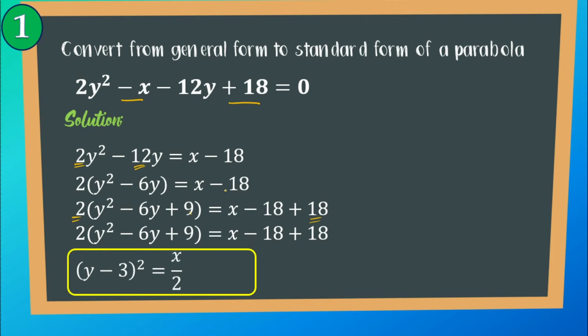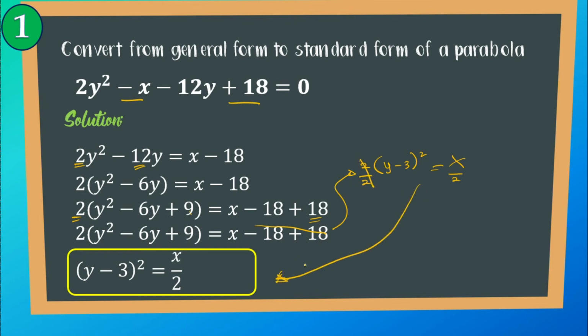Magiging (y minus 3) squared equals x over 2. Okay, bakit naging ganito na to? So yung ginawa ko pala dito, magiging 2 times (y minus 3) squared siya, right? Tapos, since ma-cancel out na, since negative 18 plus 18 is 0, magiging x. Okay, so i-divide natin yung both equation by 2, so ma-cancel out na.